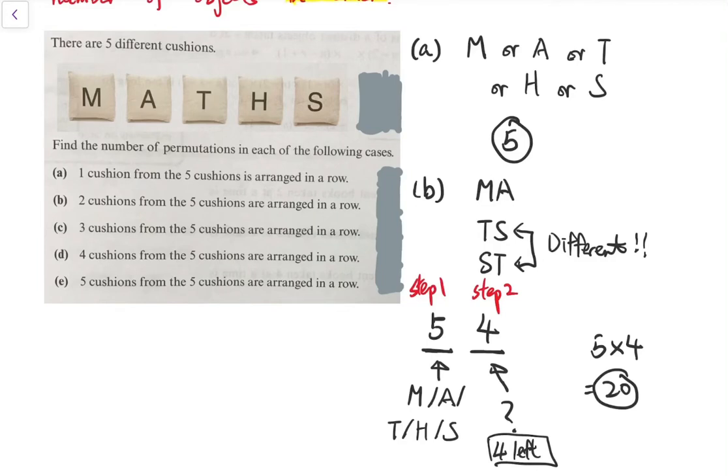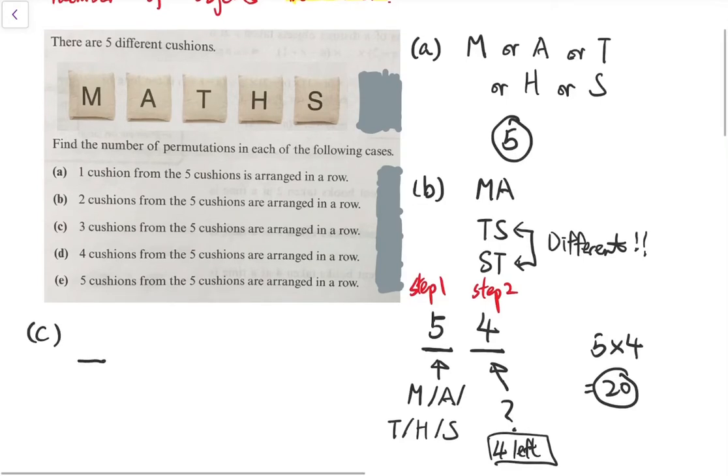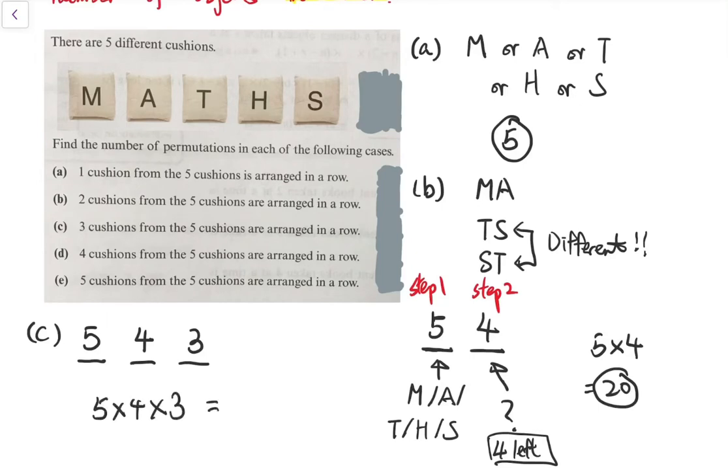We can also look at part C, then you will know more about this. Now if we get 3 letters, then for the first one, similarly, you have 5 choices. Then how about the second one? 4 choices, right? And then the third one is 3. So in this situation, you will get 5 times 4 times 3. Finally, you will get 60.